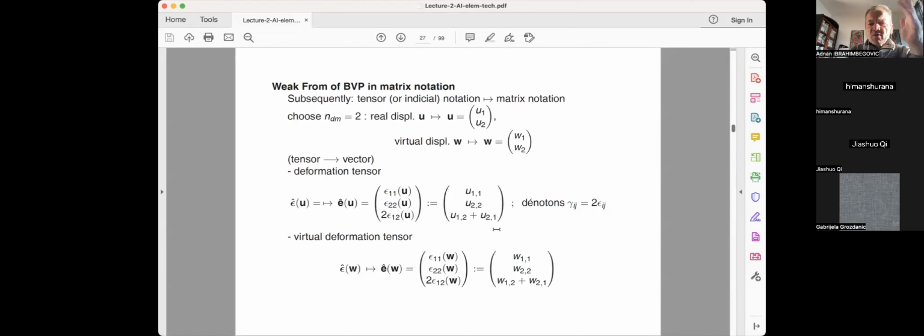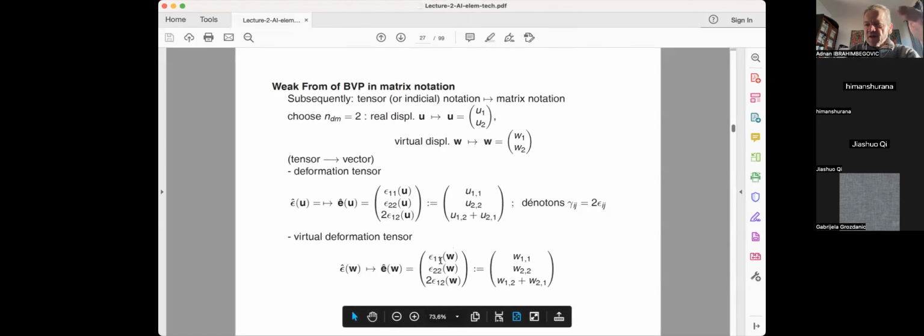So I can do the same ordering for the virtual deformation tensor. In other words, I can compute the corresponding components of the virtual deformation tensor by taking the virtual displacement W, and doing the same thing, only replacing U by W. And this is all written here.